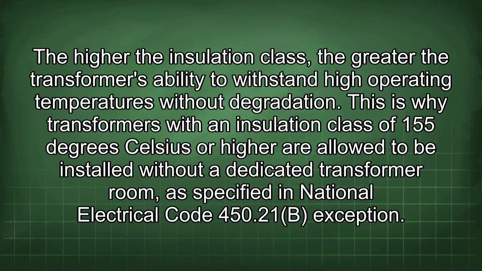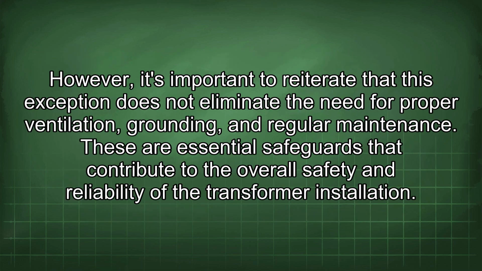The higher the insulation class, the greater the transformer's ability to withstand high operating temperatures without degradation. This is why transformers with an insulation class of 155 degrees Celsius or higher are allowed to be installed without a dedicated transformer room, as specified in the National Electrical Code 450.21(B) exception. However, it's important to reiterate that this exception does not eliminate the need for proper ventilation, grounding, and regular maintenance. These are essential safeguards that contribute to the overall safety and reliability of the transformer installation.